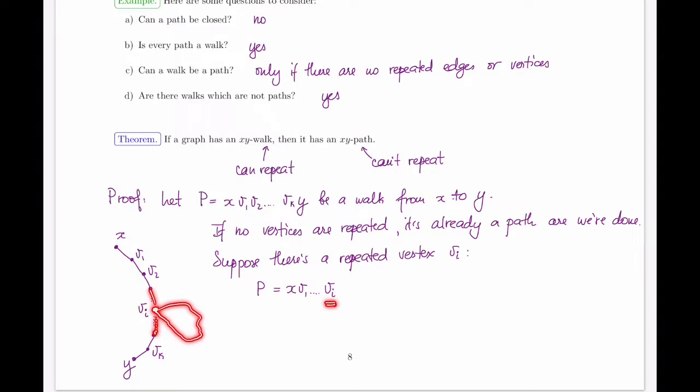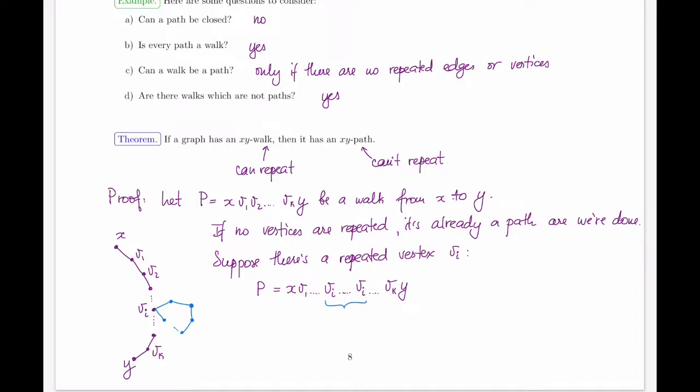Now notice it doesn't say that Vi is the only repeated vertex. So this might have happened again. It doesn't really matter. I'm just going to concentrate on what happens in Vi. If it's a repeated vertex, it means that I will see it again in my path. Continues on, and then I end up with Vk and then Y. So this is my repeated portion. Now on the picture, what that looks like is I went for a little scenic tour here, and I managed to come back to Vi.